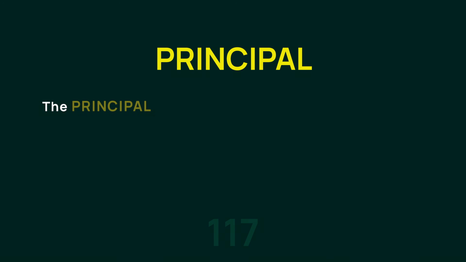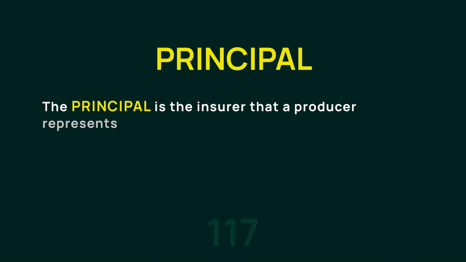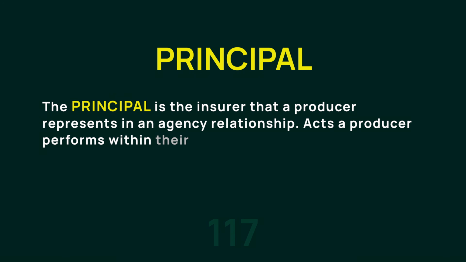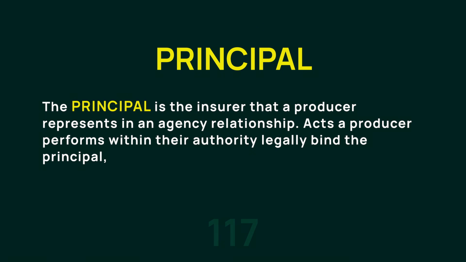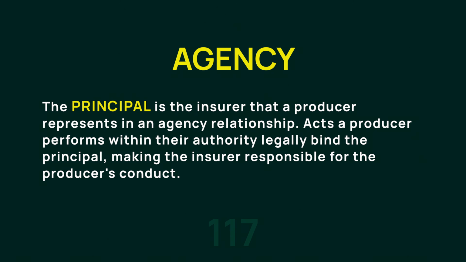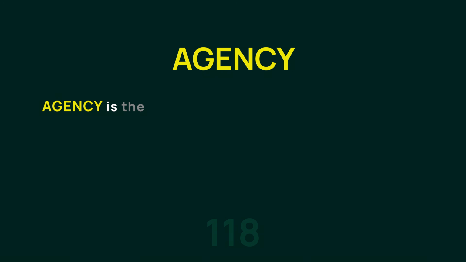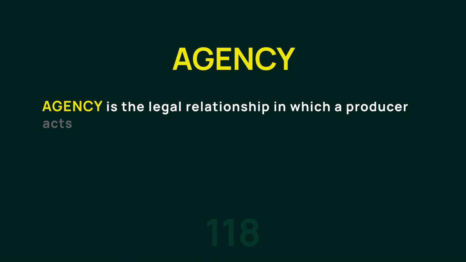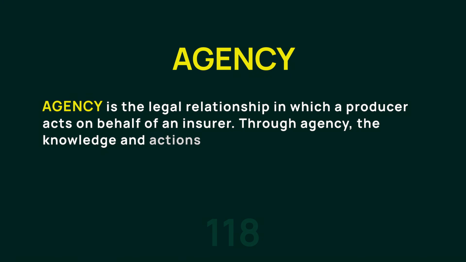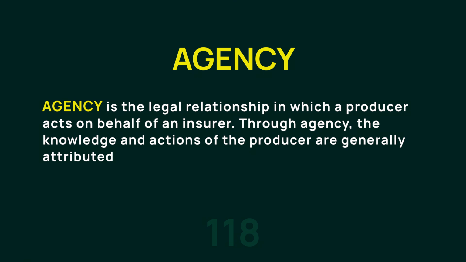Principal. The principal is the insurer that a producer represents in an agency relationship. Acts a producer performs within their authority legally bind the principal, making the insurer responsible for the producer's conduct. Agency. Agency is the legal relationship in which a producer acts on behalf of an insurer. Through agency, the knowledge and actions of the producer are generally attributed to the insurer they represent.